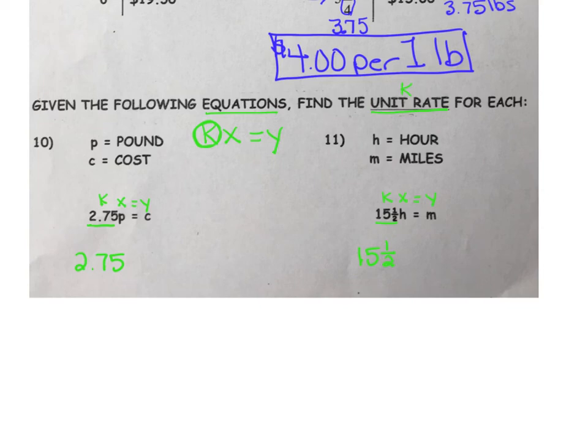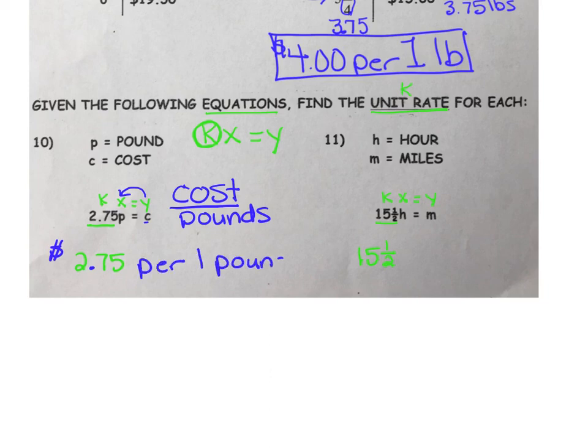Remember, when we calculate those ratios, we put Y over X. And in this case, it would be C, cost, over P, which is your X in this case, pounds. So as we dress up this number with labels, to give it some meaning, it really means $2.75, our cost, per 1 pound. And that is your unit rate dressed up with units.